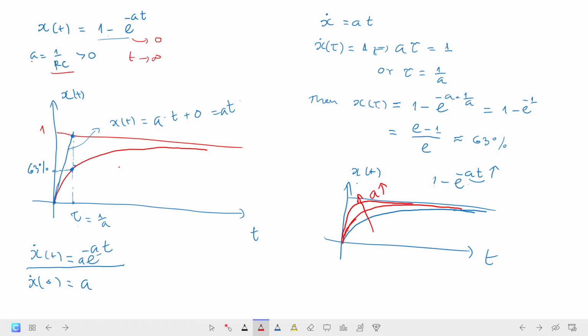What if A is negative? If A is negative, then minus A is positive. So what happens when t goes to infinity? Then you have e to the infinity, right? This term goes to minus infinity, so it becomes exponential like this. So it diverges, not converging to a constant value, right? So what kind of system can diverge? Can you imagine what kind of system can diverge?